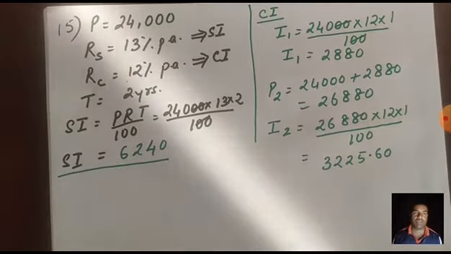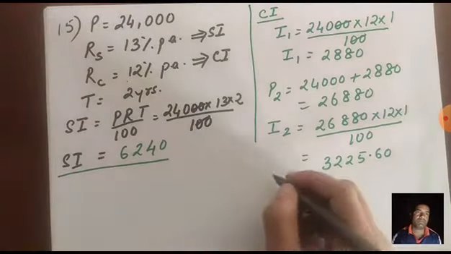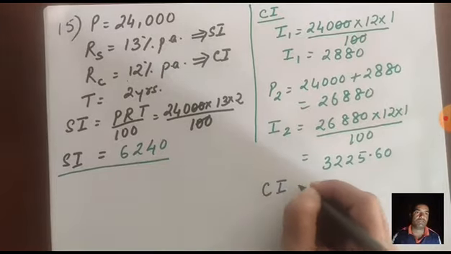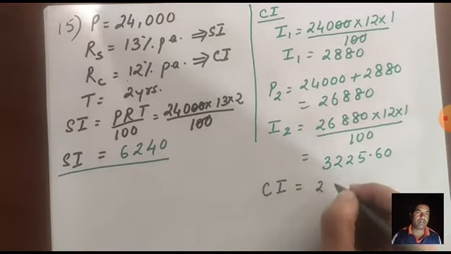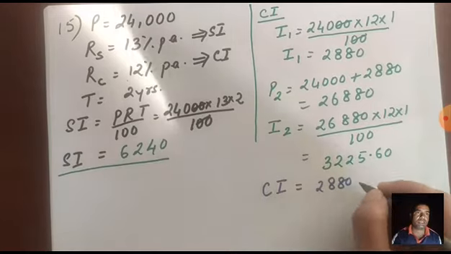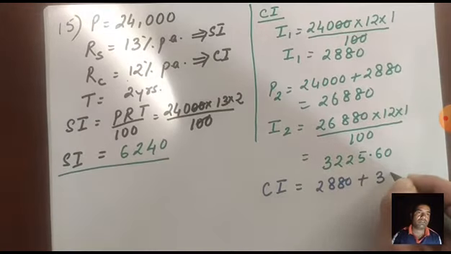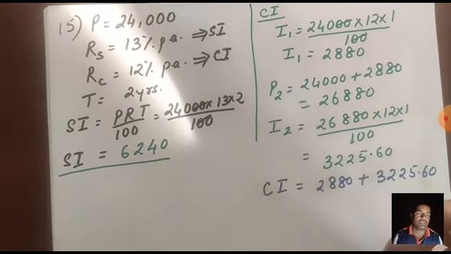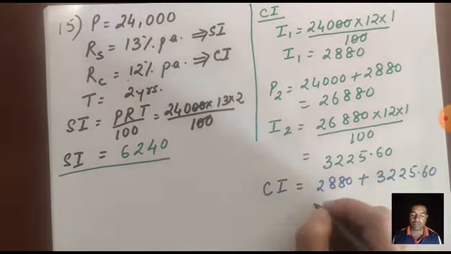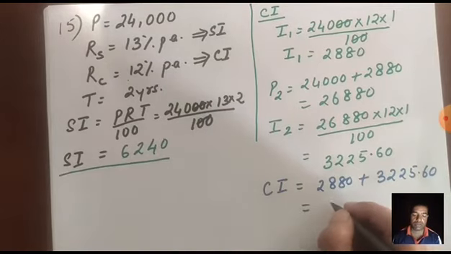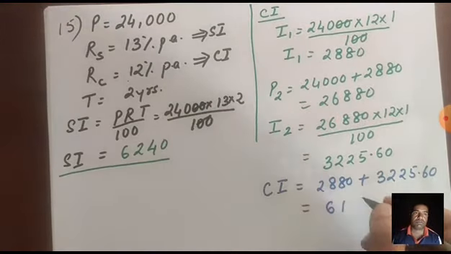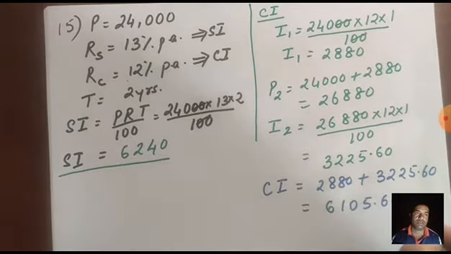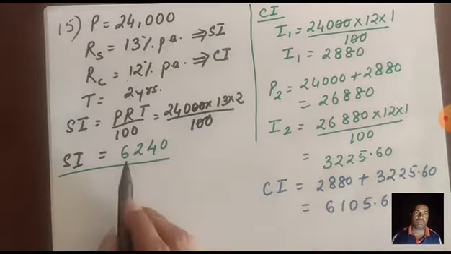Now we have to find the CI. Total compound interest, first we have to find out for the first year and second year, that means I1 and I2 we have to add: 2,880 plus 3,225.60. This we have to add. After addition we get 6,105.6. Okay, so this is the compound interest.